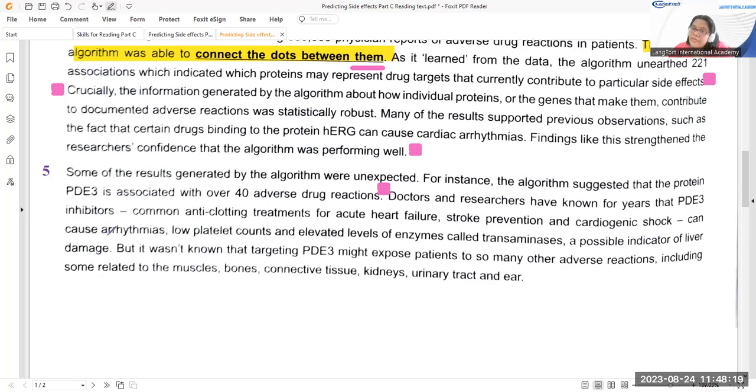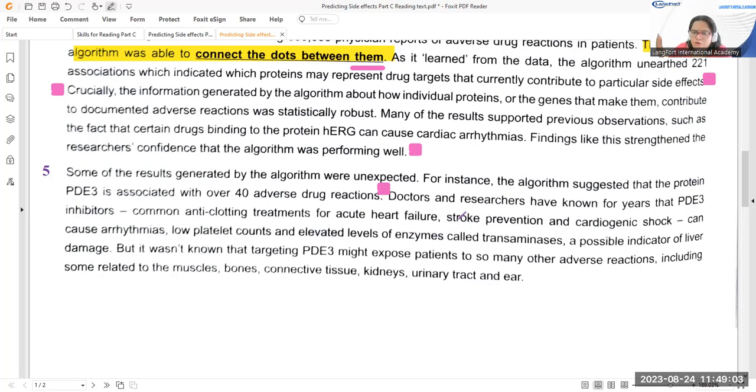So the researchers and doctors already knew that PDE3 inhibitors, a medication used to treat acute heart failure, stroke prevention, or cardiogenic shock, can cause problems such as arrhythmias, low platelet counts, and elevated levels of transaminases, which is an indicator of liver damage. But what they didn't know was that treatments that focused on PDE3 might put patients at risk for many other adverse reactions.